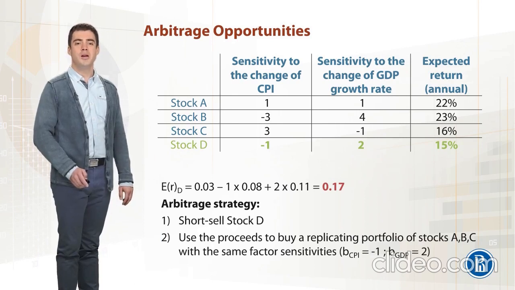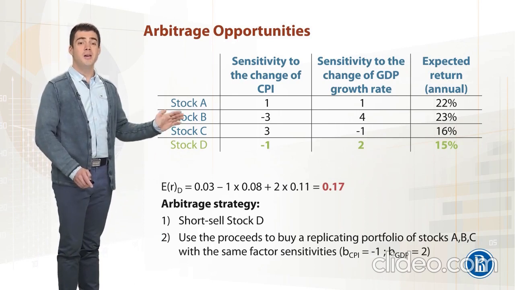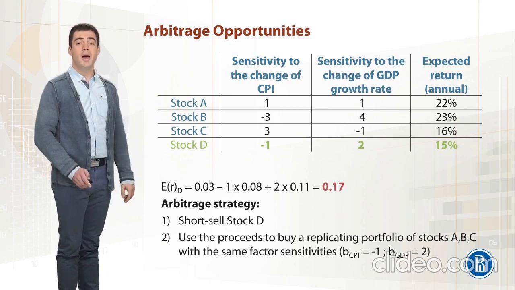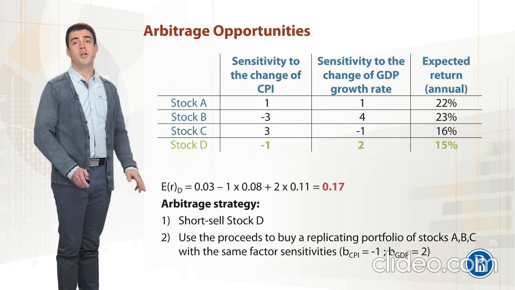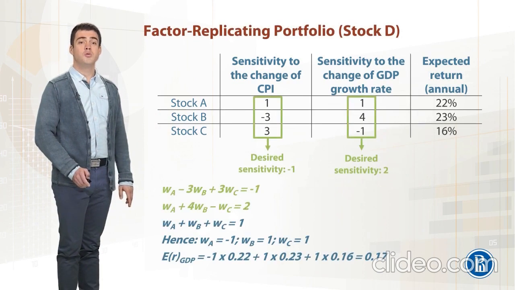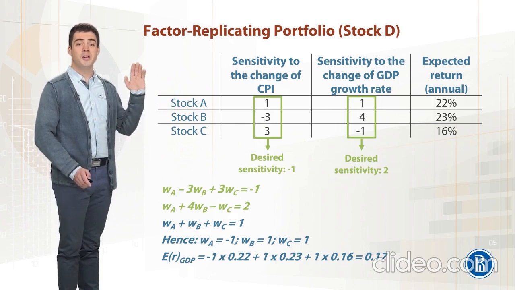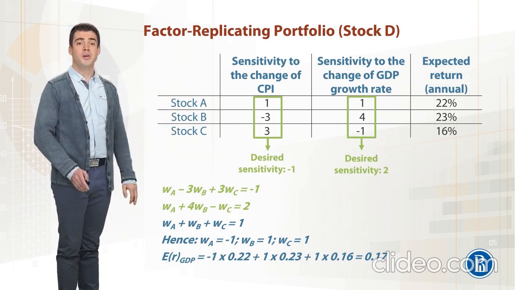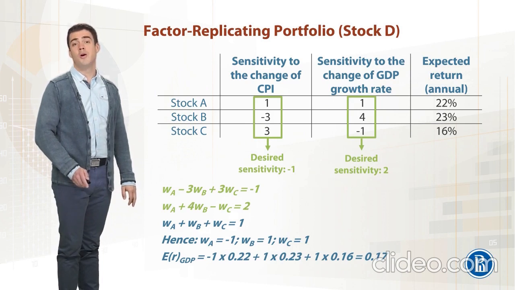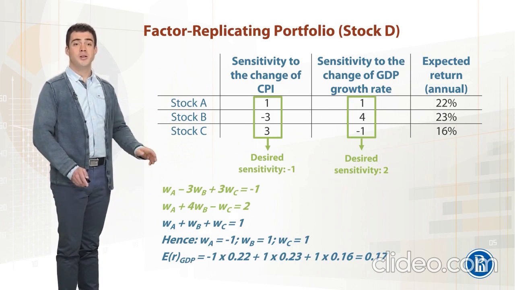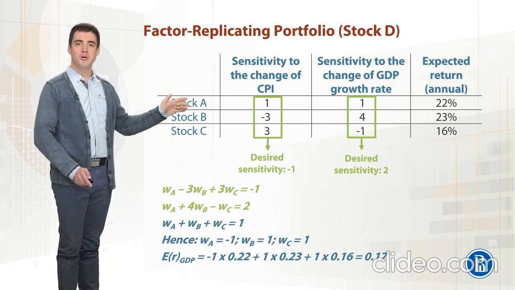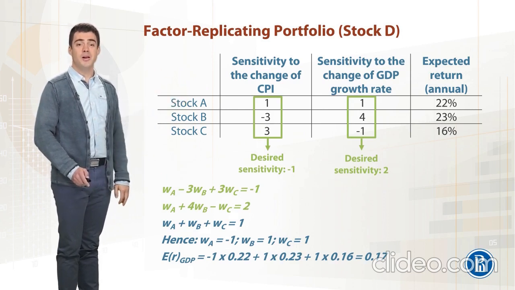to buy a replicating portfolio of stocks A, B, and C, which will have the same factor sensitivities, namely -1 to the change of CPI and 2 to the change of the GDP growth rate. So let's replicate such a portfolio. For this reason, we set the target sensitivities to the given factors equal to those of stock D and solve the system of three equations with three unknowns once again.